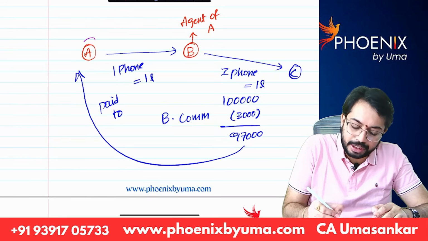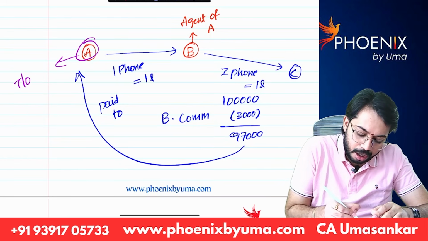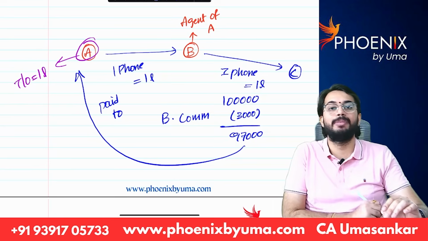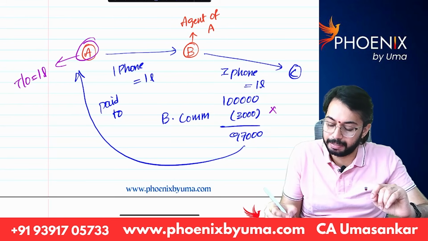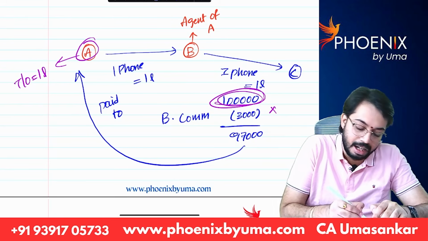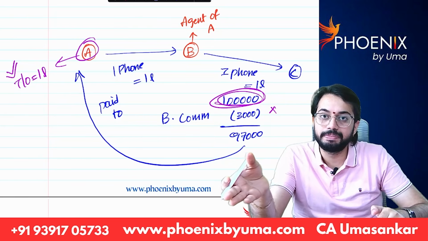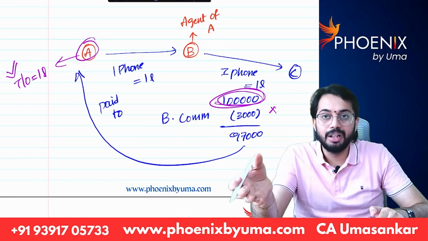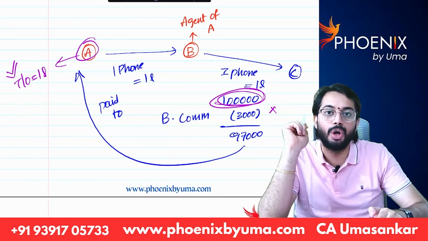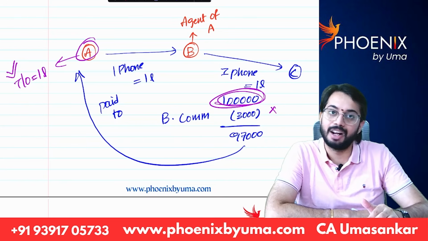Even though 97,000 is paid, in case of Mr. A, turnover is equal to 1 lakh. Are you able to understand? You should not reduce commission. Total 1 lakh will be treated as turnover of Mr. A. Okay. If any commission is given to an agent, don't reduce that commission from turnover. Gross amount will be taken as turnover.